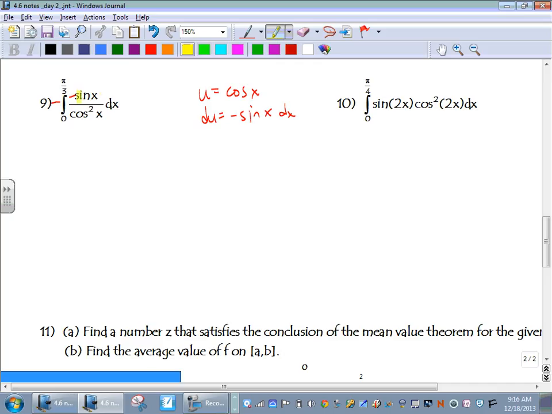And that's going to give us our parts that we need for du, and then this is going to be our u. And of course we have to change our a and b as well. So we put pi over 3 in here. Cosine of pi over 3 is 1/2. Put 0 in. Cosine of 0 is 1.